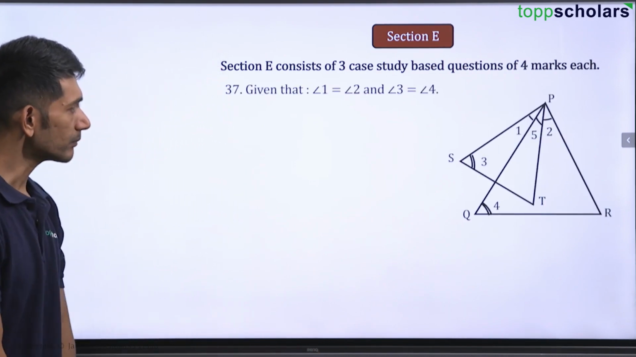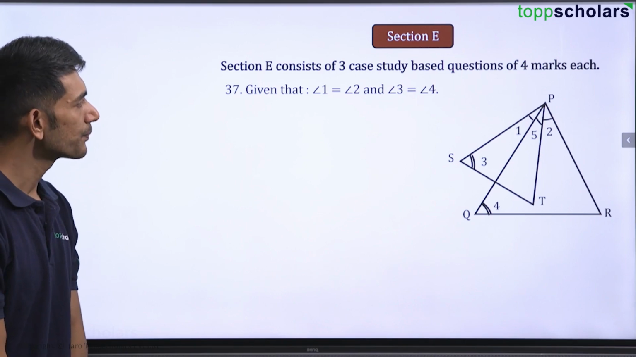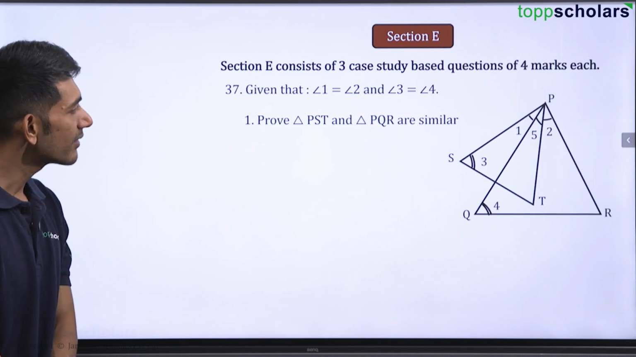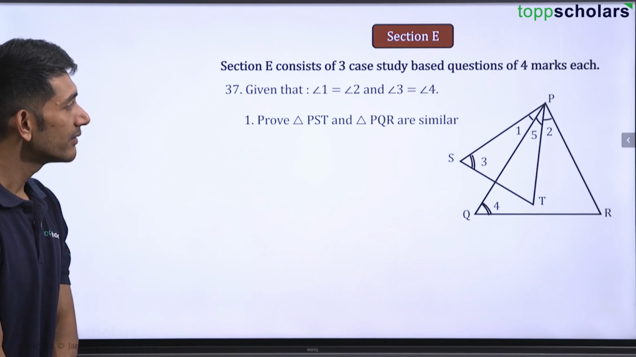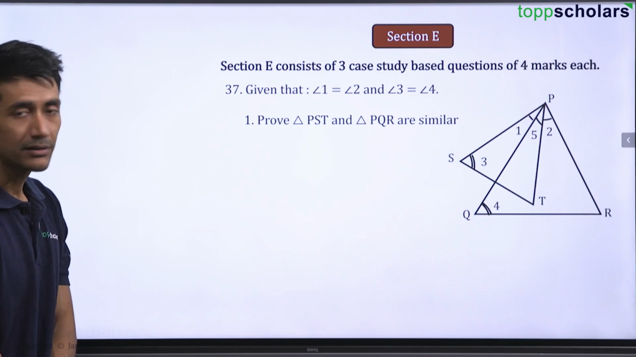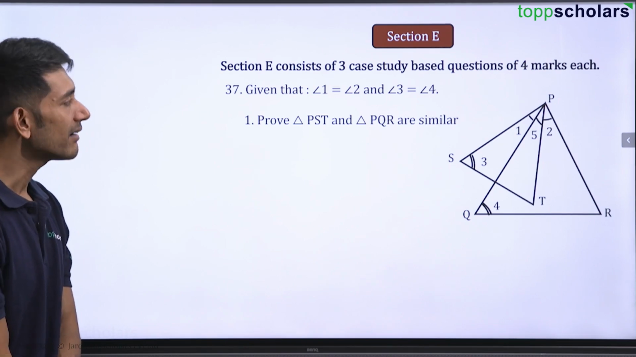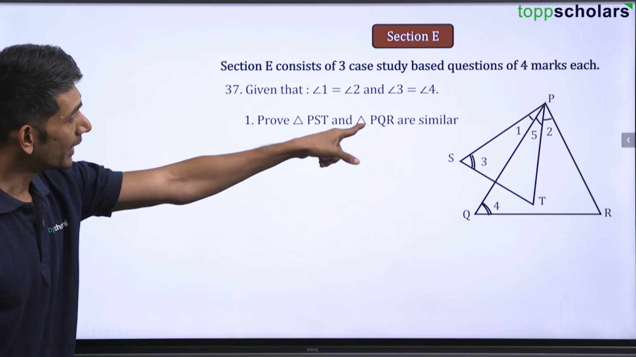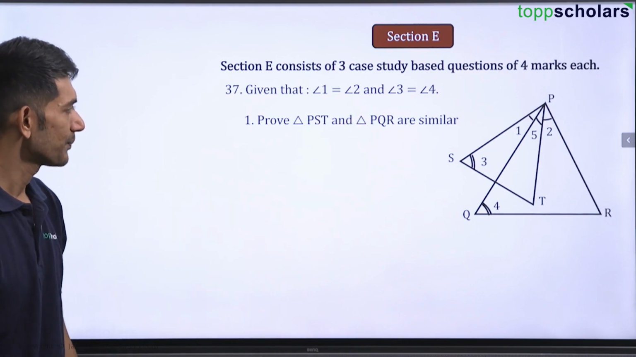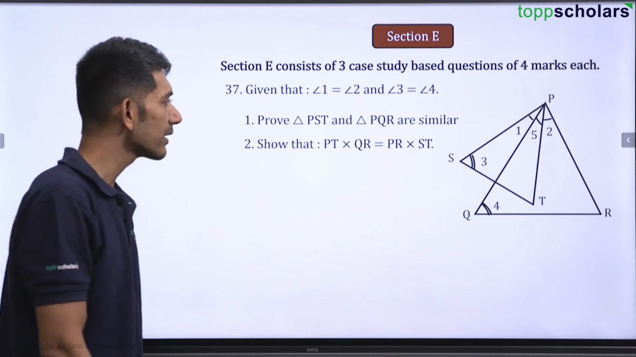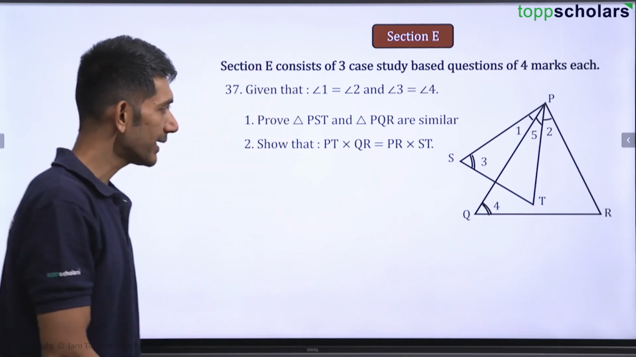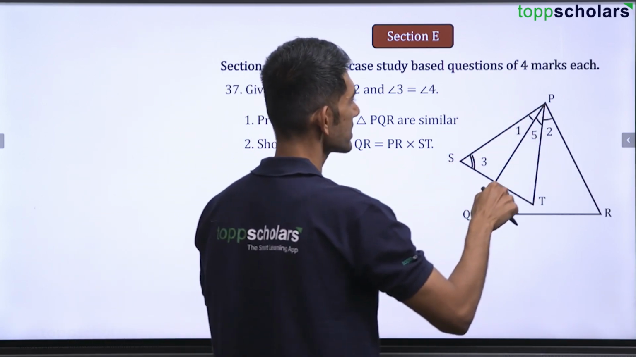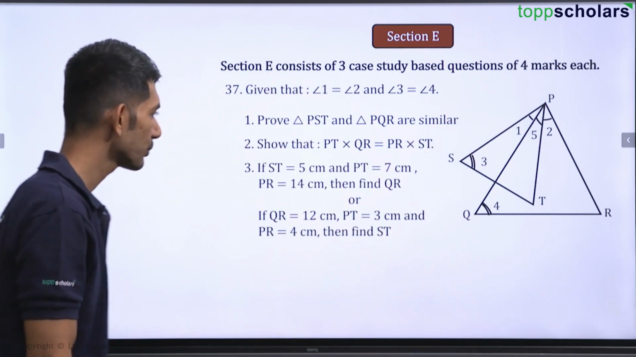It is given that angle 1 is equal to angle 2 and angle 3 is equal to angle 4. We are supposed to prove that triangle PST and triangle PQR are similar, and it is given that 1 is equal to 2 and 3 is equal to 4. We are also supposed to show that PT into QR, PT is here, QR is here, is equal to PR into ST. This is what we are supposed to prove.